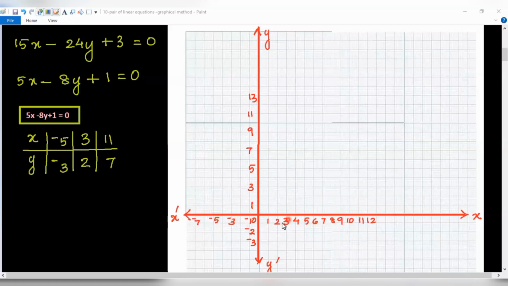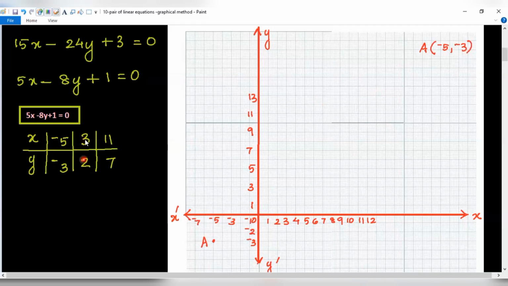Here I have drawn it already, and we need these points: x minus 5 and y minus 3. x minus 5 is here and y minus 3 is here. This is the required point. I am naming it A, and I will write what A is over here. A is actually -5 comma -3.